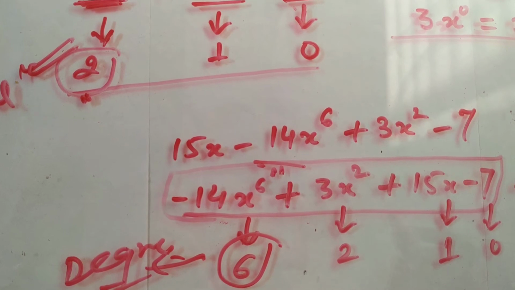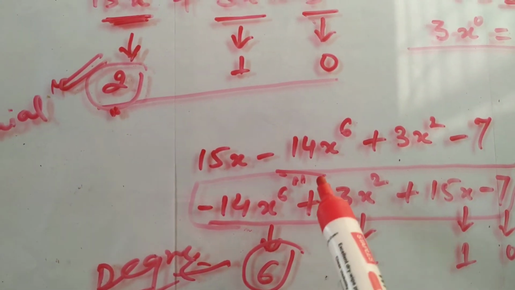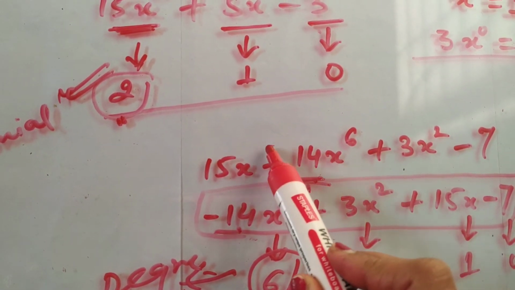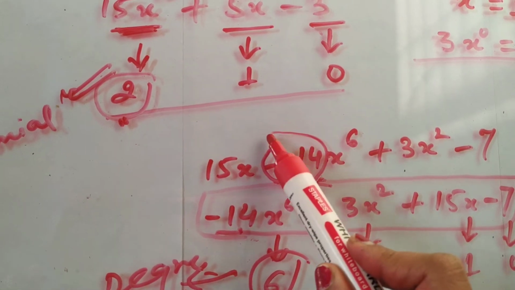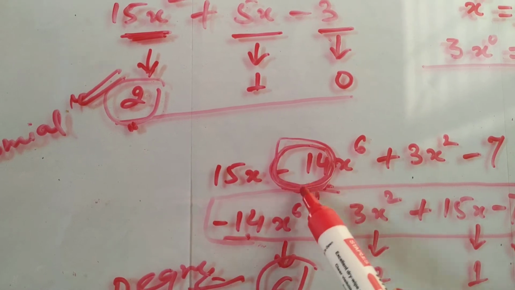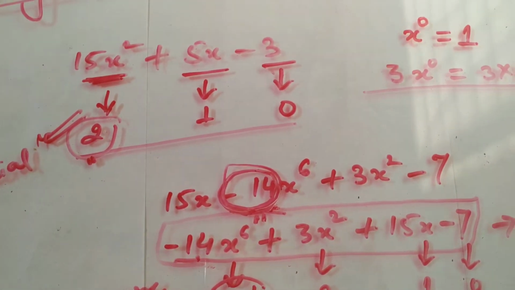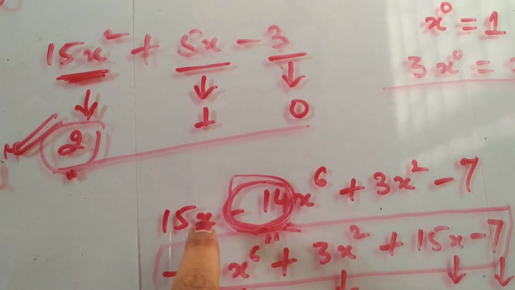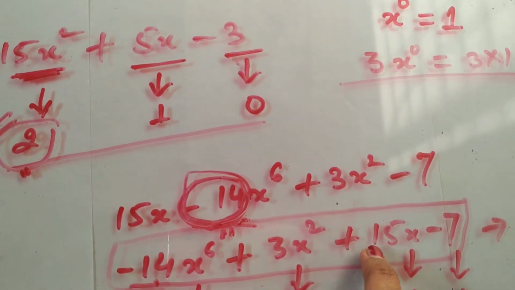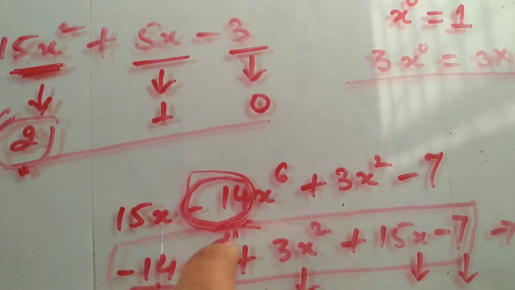Now you see that I take minus 14, not only 14. That means the minus and plus sign is always included in the constant number because it is our coefficient. Now if anyone asks what is the coefficient of x, the coefficient of x is plus 15. No sign is here, so it is plus 15. Coefficient of x to the power 6 is minus 14, not 14, minus 14.